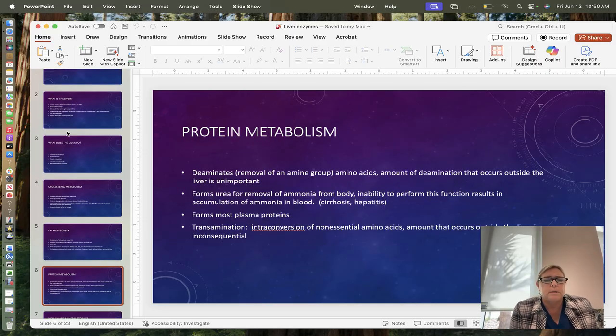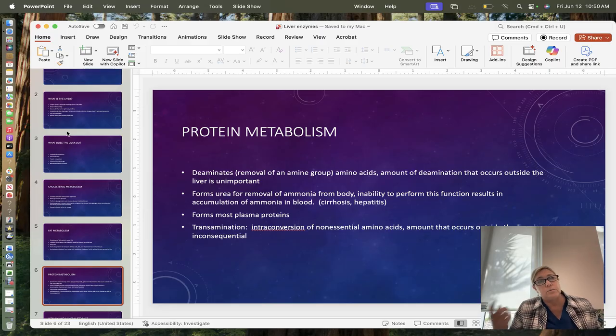Protein metabolism. So it deaminates, which means it's the removal of an amine group. The amount of deamination that occurs outside the liver is unimportant, but it forms urea for removal of ammonia from the body. Inability to perform this function, such as with cirrhosis or hepatitis, can result in accumulation of ammonia in blood.